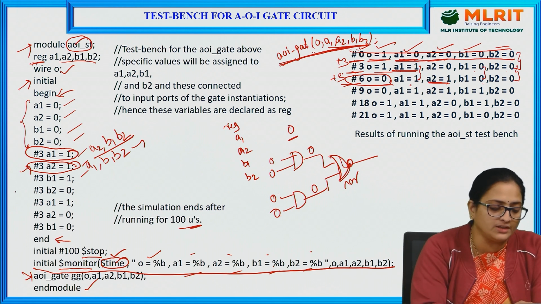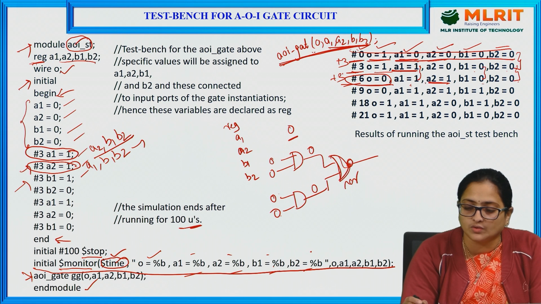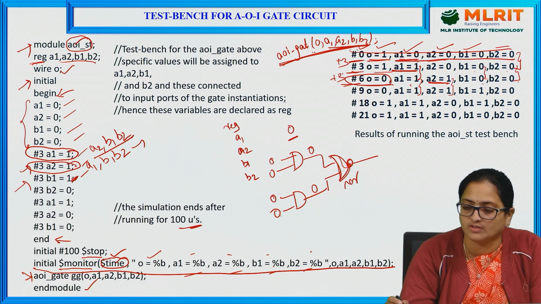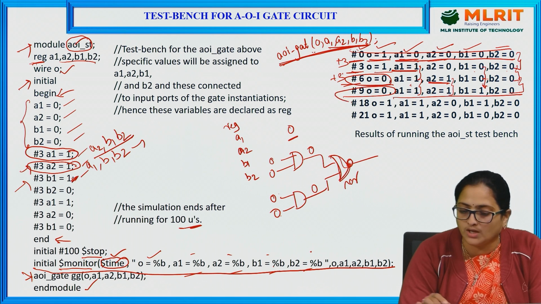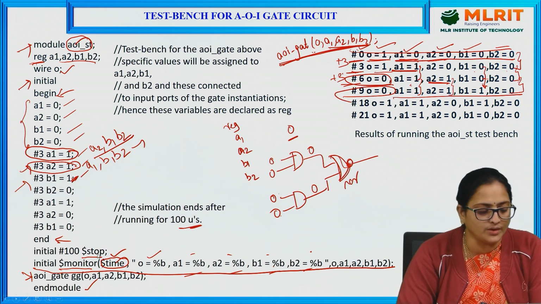Again, after 3 time intervals, I asked B1 to change. So see here, A1 remains same, A2 remains same. I asked only B1 to change. So B1 is changing from 0 to 1, B2 remains 0. For this iteration, at the 9th time interval, it produces an output of 0. It goes on in such a way.